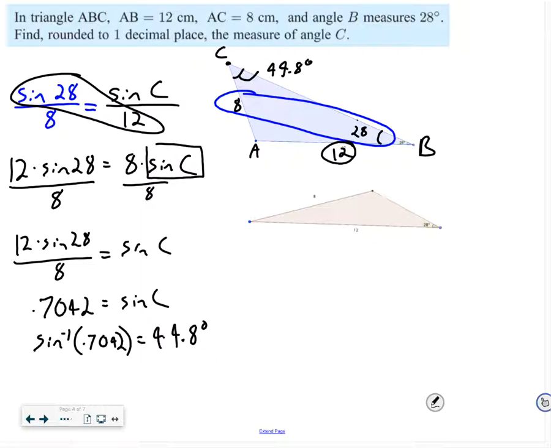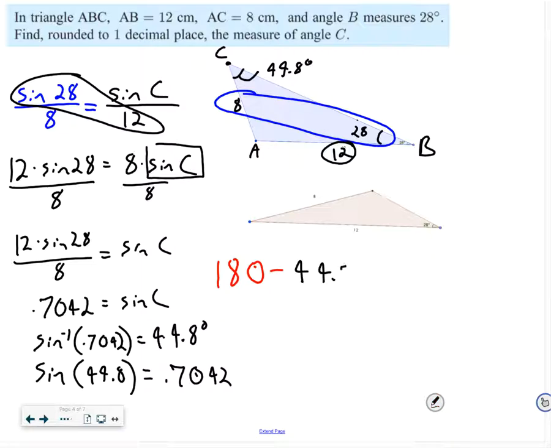Well, this could be 44.8 degrees for one triangle, but notice, if I do sine of 44.8 degrees, that's equal to 0.7042. I also need to consider 180 minus the angle I got. The angle I got was 44.8. So 180 minus 44.8, we get that theta, or I should say angle C, is also equal to 135.2. And that's because if we do the sine of 135.2, we put it into our calculator, we get that same ratio of 0.7042.